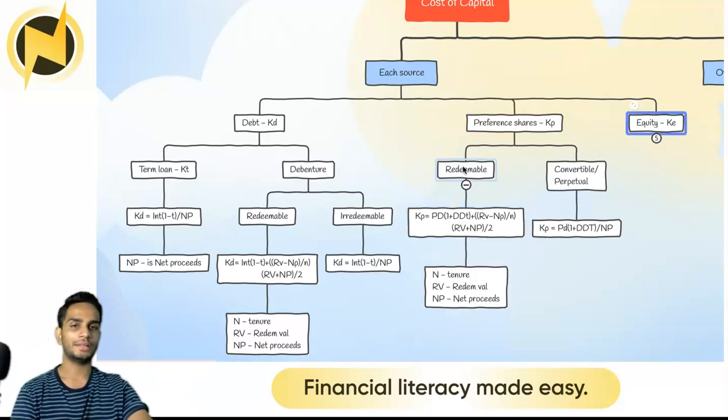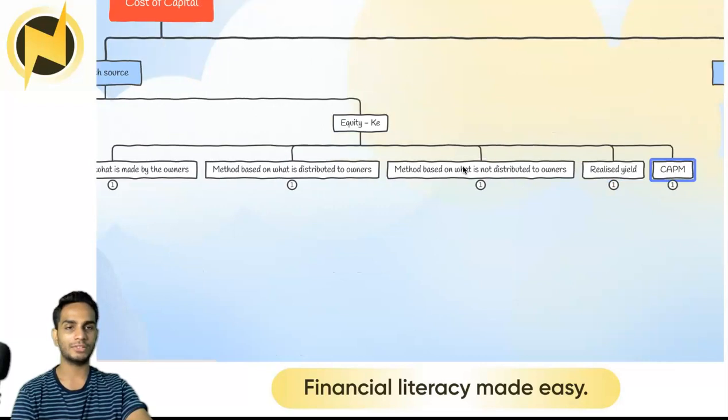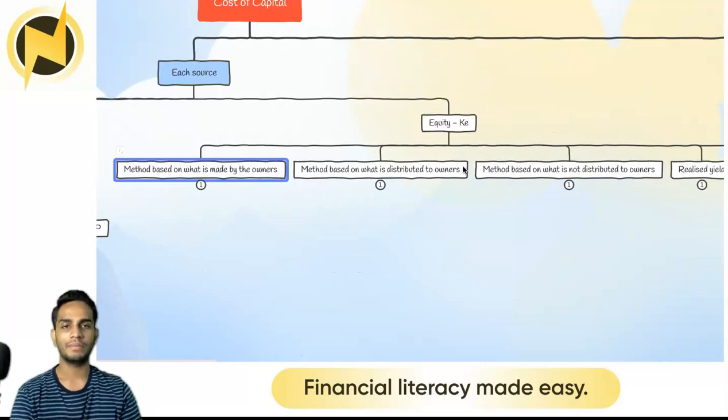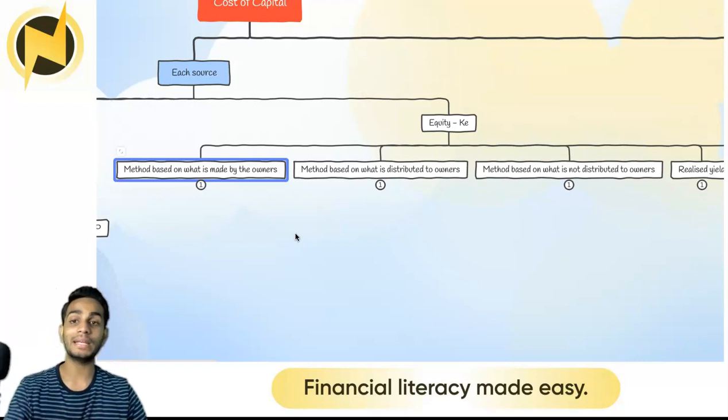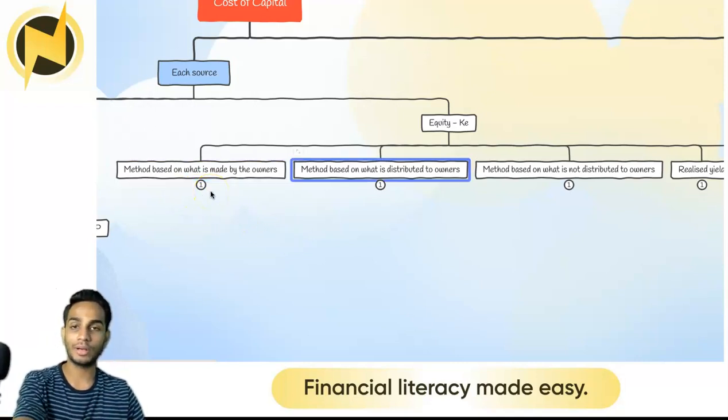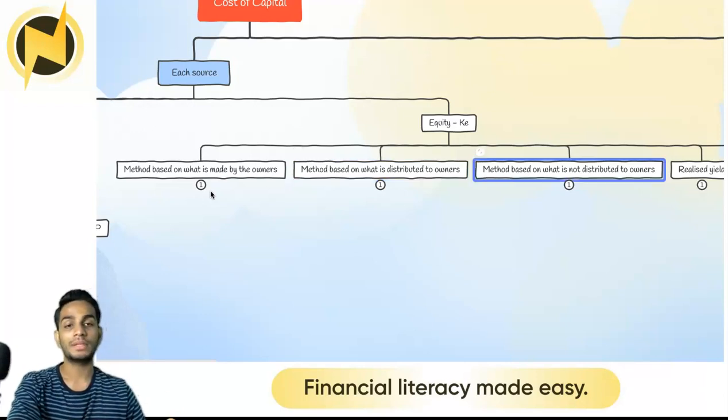Now cost of equity. There are 5 methods here that I've mentioned. But it's not necessary that you learn all of them. It's pretty simple. I'll take you through one by one. First one, method based on what is made by the owners. Second one, method based on what is distributed to the owners. Third one, method based on what is not distributed to the owners.